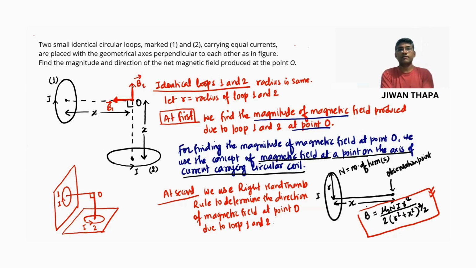Okay? We have this. So we have B1 acting towards loop 1 and B2 acting away. Okay, it is directed away from loop 2. So in this way, using right hand thumb rule, we have determined the direction of magnetic field at point O due to loop 1 and loop 2. Now, let us find the magnitude of magnetic field, that is B1 and B2. Clear?